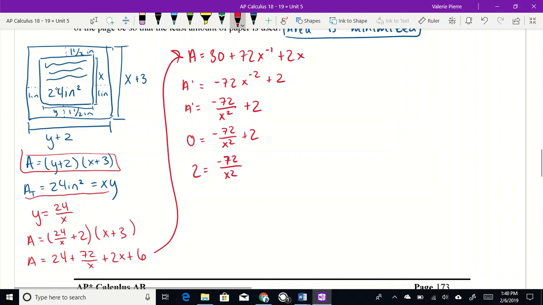which gives us 2x squared equals negative 72. That should be negative 2. So then x squared is equal to 36, x equals negative 6, and x equals 6. And since, again, dimensions can't be negative, my x is equal to 6.